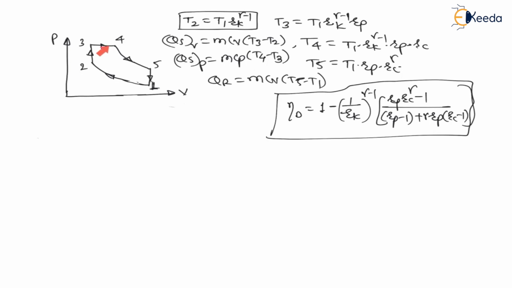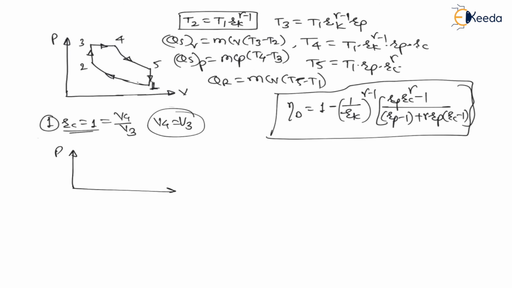Now in this cycle, let us say the first condition is cutoff ratio is equal to 1. That means V4 divided by V3 is 1, therefore V4 becomes equal to V3. That means the 3 location and 4 location are at the same point. Therefore, the cycle will become like this. See here on the PV diagram, the cycle becomes 1 to 2 reversible adiabatic compression, 2 to 3 constant volume heat supply, and 3 to 4 and 4 and 5 are at the same location, 3 to 5 reversible adiabatic expansion, 5 to 1 constant volume heat rejection, and this is the Otto cycle.